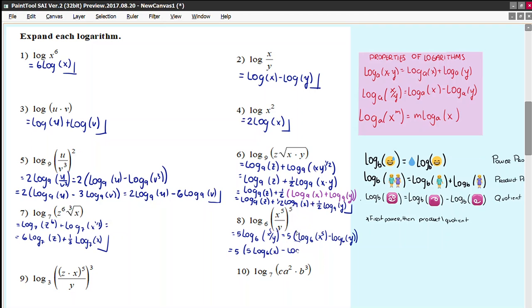Rewrite the last one as usual. And then the only thing I have to do is to finish my expansion. That is to get rid of parentheses. This 5 affects this term and this term. So if I apply the distributive property, this is 25 logarithm base 6 of x minus 5 logarithm base 6 of y.